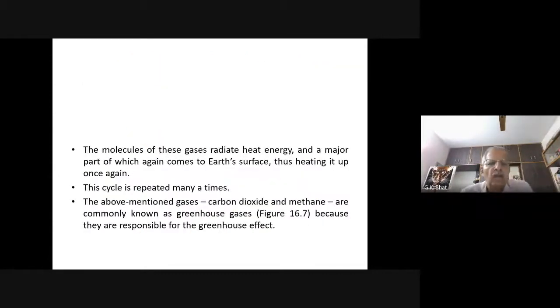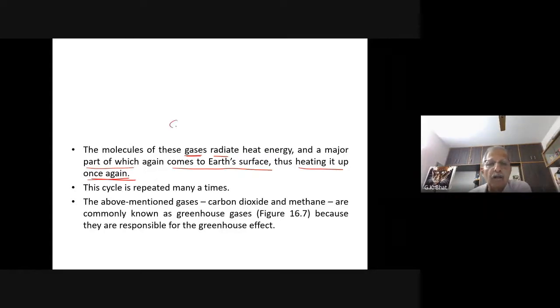Look here, the molecules of these gases radiate heat energy. Which gases? I'm asking you all this again. Carbon dioxide and methane radiate heat energy, and a major part of it again comes to the Earth's surface, thus heating it up once again.